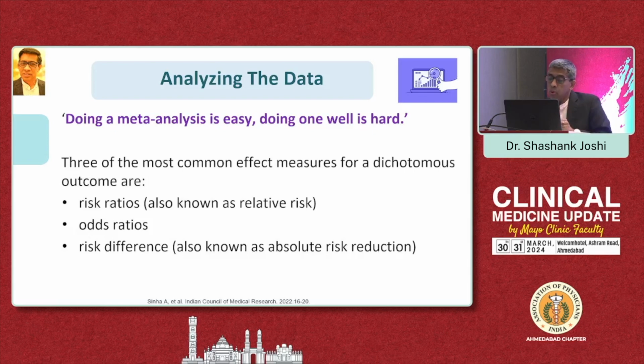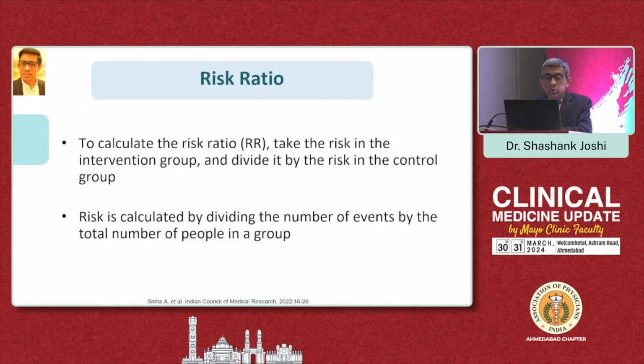The three most common effects of a dichotomous outcome are risk ratios, also often called in the meta-analytic terminology relative risk. Second one, which we often use in research, is odds ratio. And third is risk difference. Sometimes in the popular scientific world, we call it absolute risk reduction. So those are the three variables which we often use.